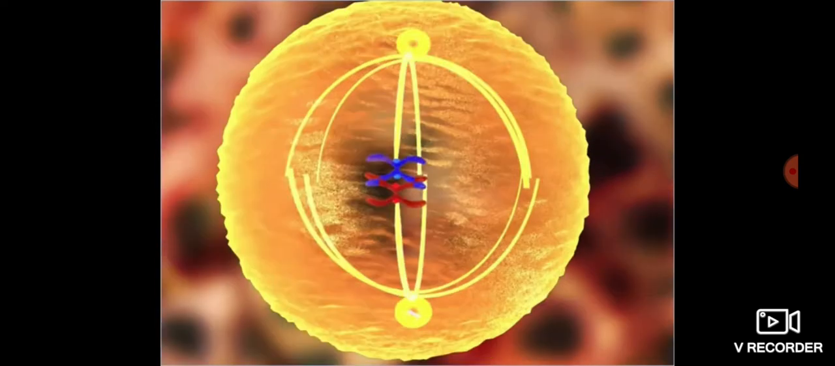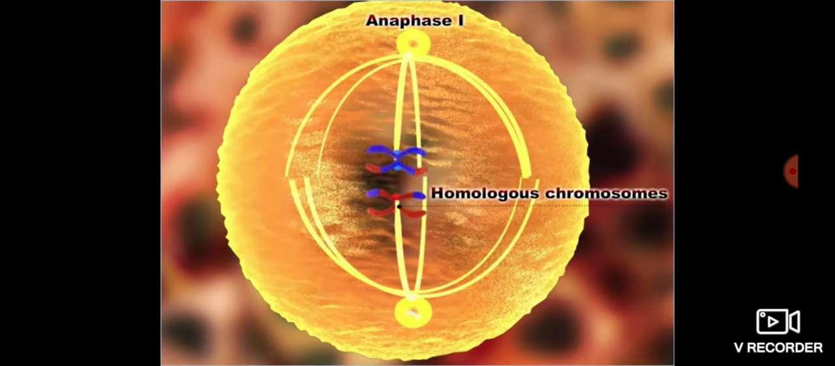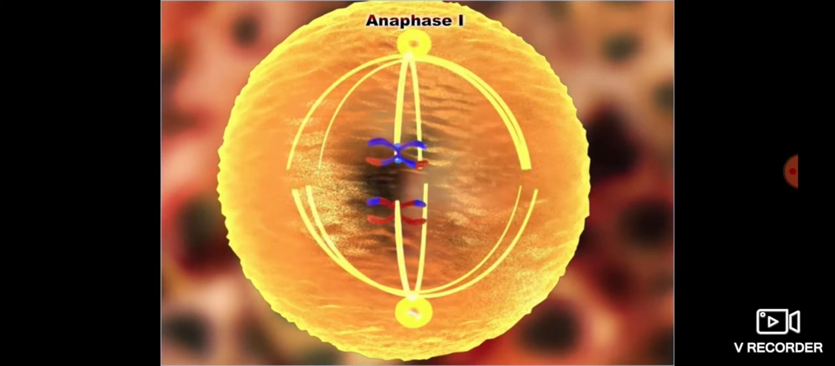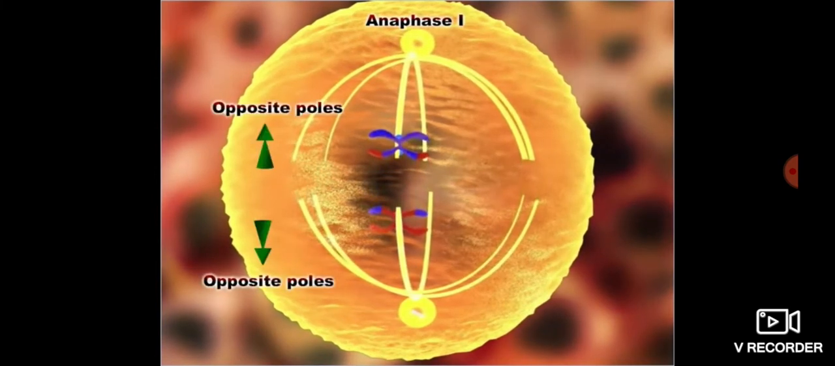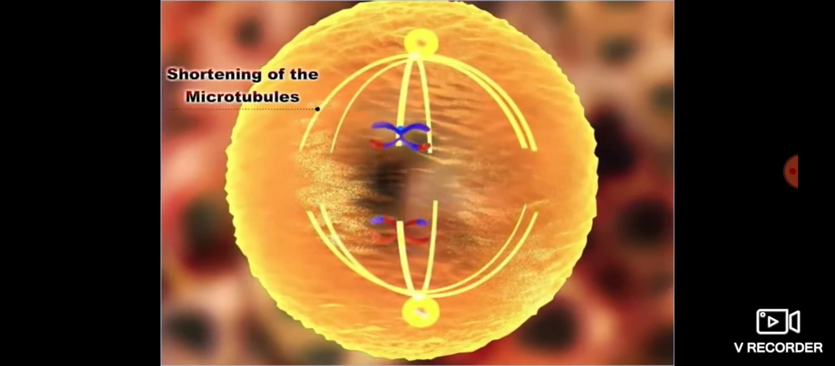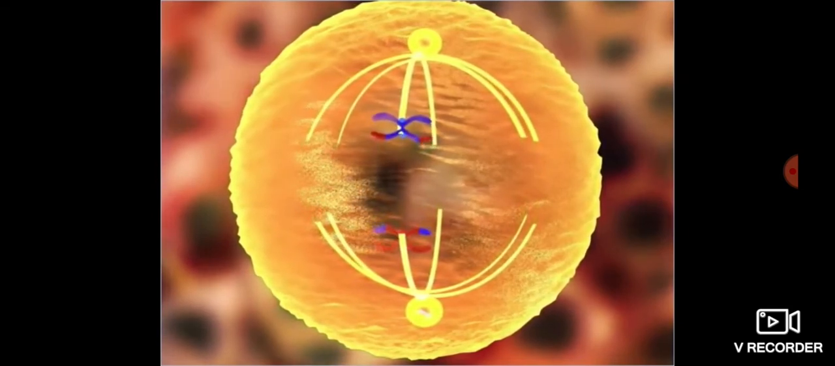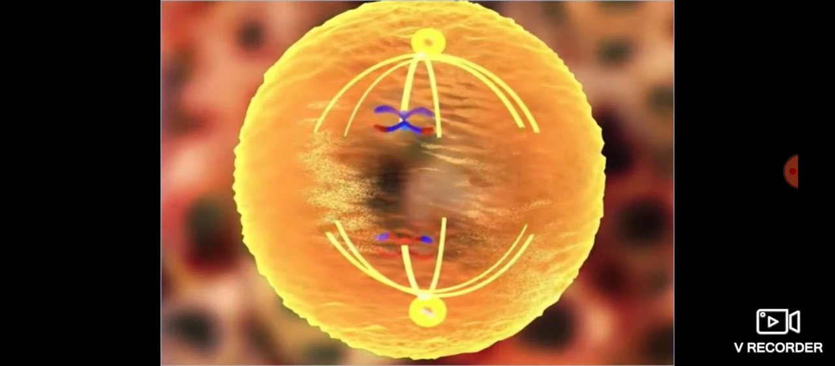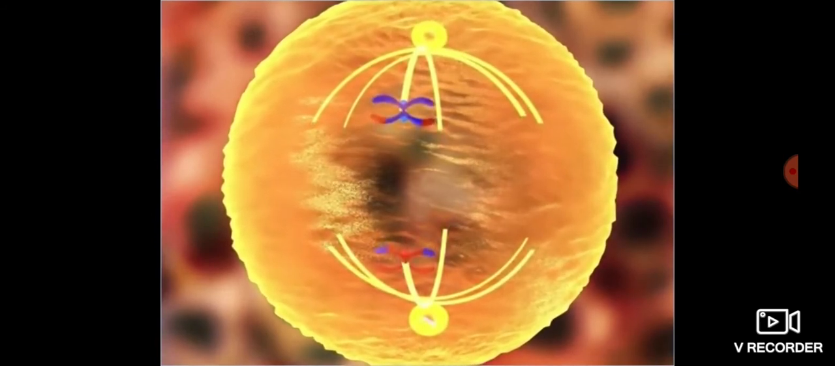The metaphase I is followed by anaphase I. During anaphase I, the homologous chromosomes separate out and move to opposite poles with shortening of the microtubules. The sister chromatids, on the contrary, remain attached at the centromere.